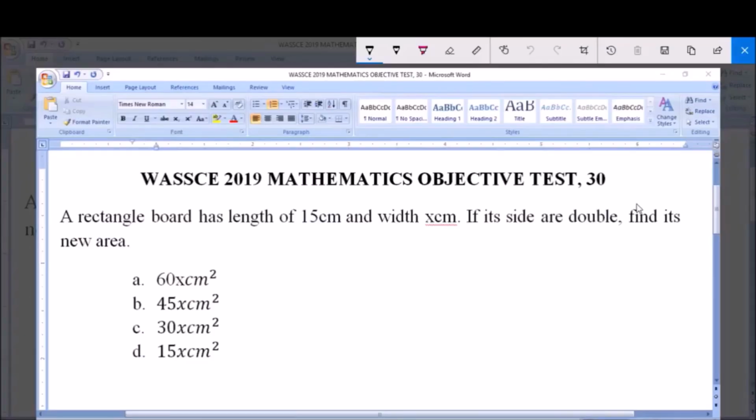Hello, good day and welcome. Today we'll be dealing with WAEC 2019 Mathematics Past Question 30. It says a rectangular board has a length of 15 centimeters and the width is x centimeter. If both are doubled, find the new area.